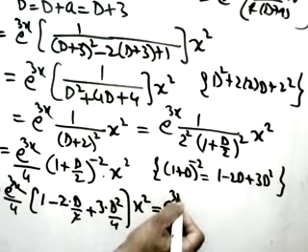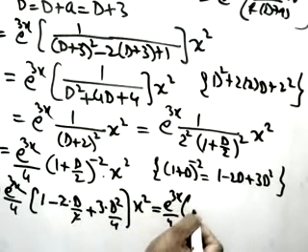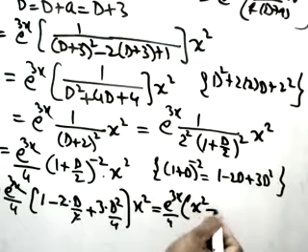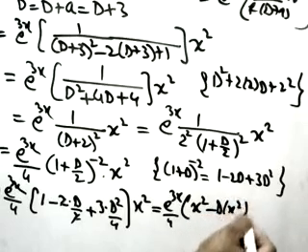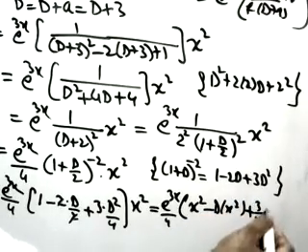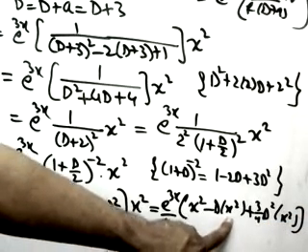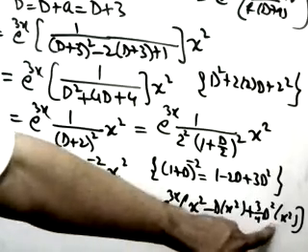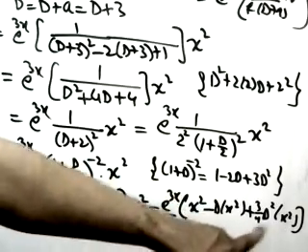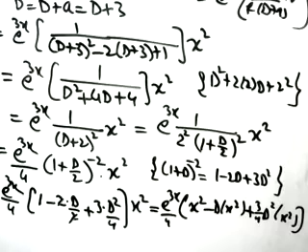Now multiply 1 into x squared. e power 3x by 4 into x squared minus D of x squared plus 3 by 4 D squared of x squared. Now two steps are left. D of x squared means differentiation with respect to x. Again D squared means differentiating one more time, which will become 2. So let me stop here.